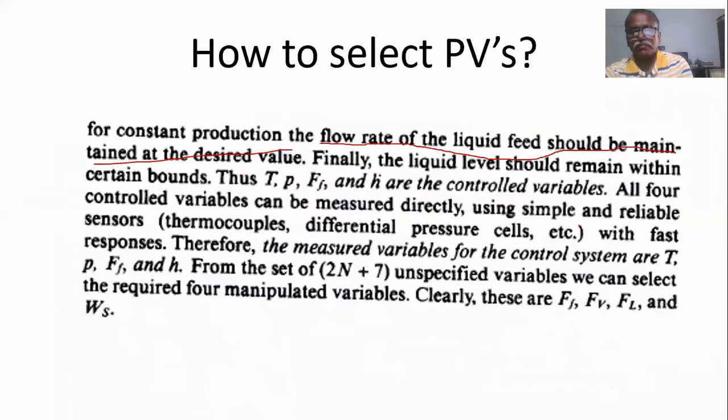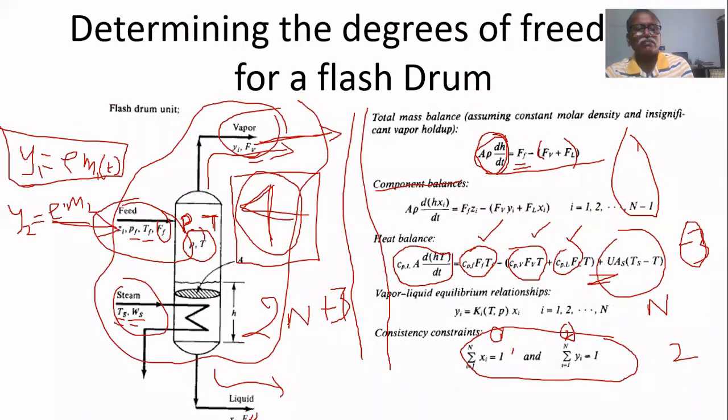So now from this we can understand that the feed flow rate must be controlled, and finally the liquid level should remain within certain bounds. For example, it should not flood. This level should not go above a certain value, for safety as well as to avoid flooding. So we have to consider this level also. It should not drain, and at the same time it should not increase. That's why level is also very important as far as the safety of the system.